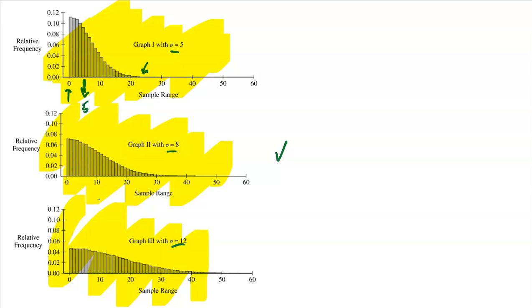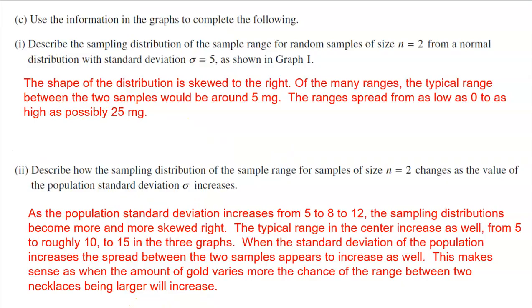The other thing that clearly changes is the center. For graph 1, the center's around 5. For graph 2, the center's around 10. For graph 3, the center's probably more around 15. So the center is increasing. So that's what I kind of wrote down here. I said as the population standard deviation increases from 5 to 8 to 12, the sampling distributions become more and more skewed right. The typical range in the center increases as well from 5 to roughly 10 to 15 milligrams in the 3 graphs.